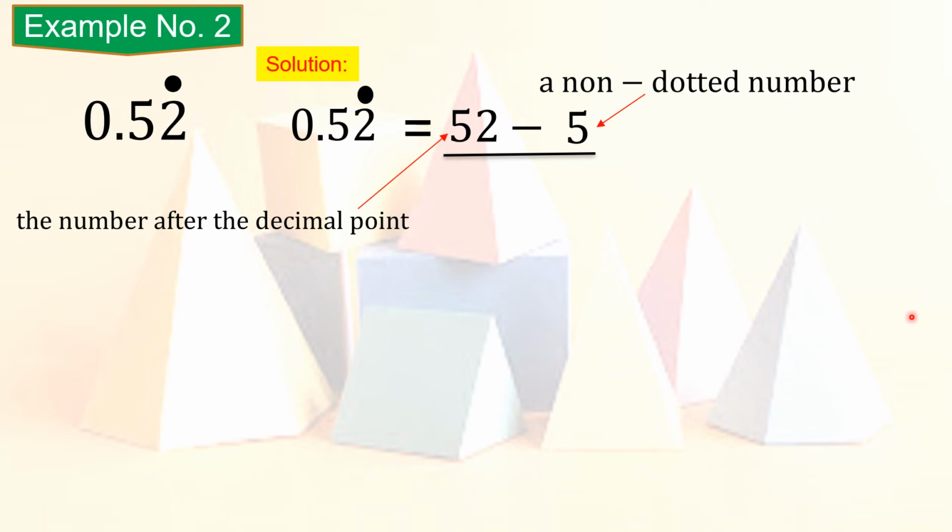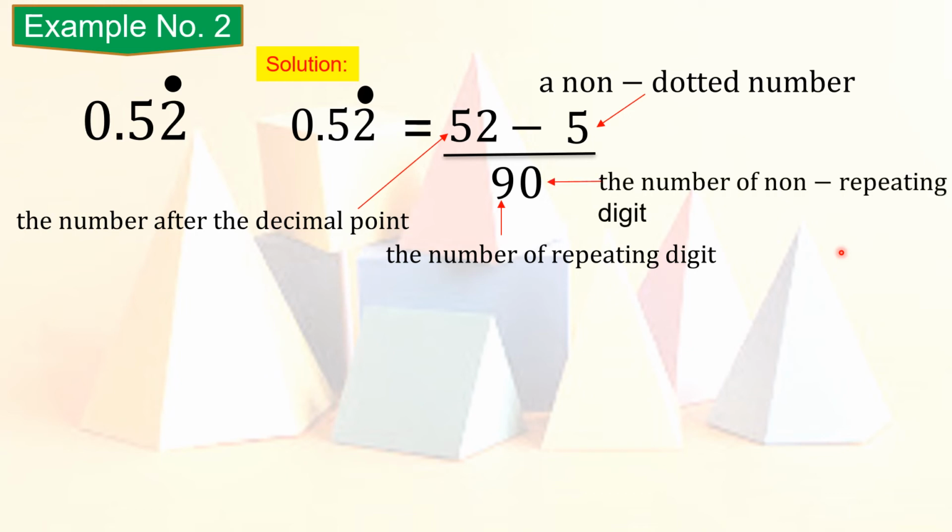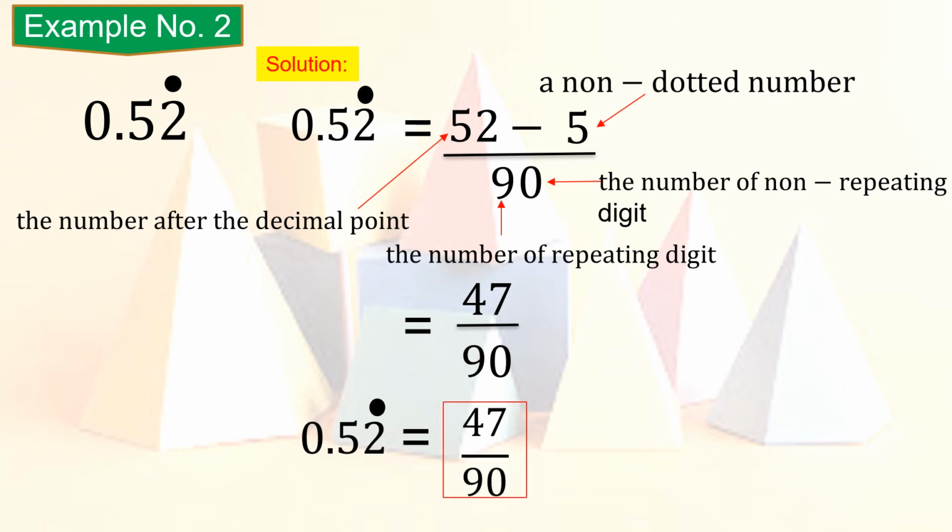And then how many 9s do we need to write? We only have 1 repeating digit, and then we also have a non-repeating digit, so we represent it as 0. So one 9 for the 1 repeating digit, and one 0 for the 1 non-repeating digit, which is 5. So from here, 52 minus 5 is equal to 47 over 90. Since there is no number that can divide both to simplify this fraction, this is the final answer. So 0.52 with the dot at the top of 2 is equal to 47 over 90.